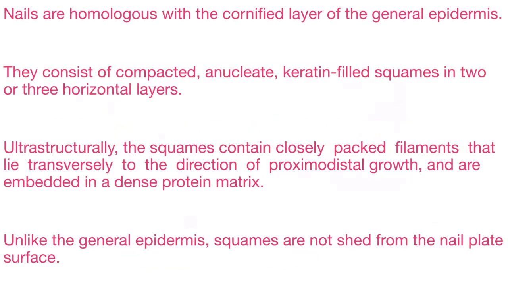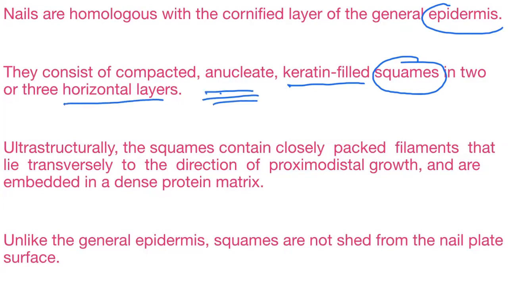Nails are homologous with the cornified layer of the general epidermis. They consist of compacted, enucleate, keratin-filled squames, arranged in 2 or 3 horizontal layers.